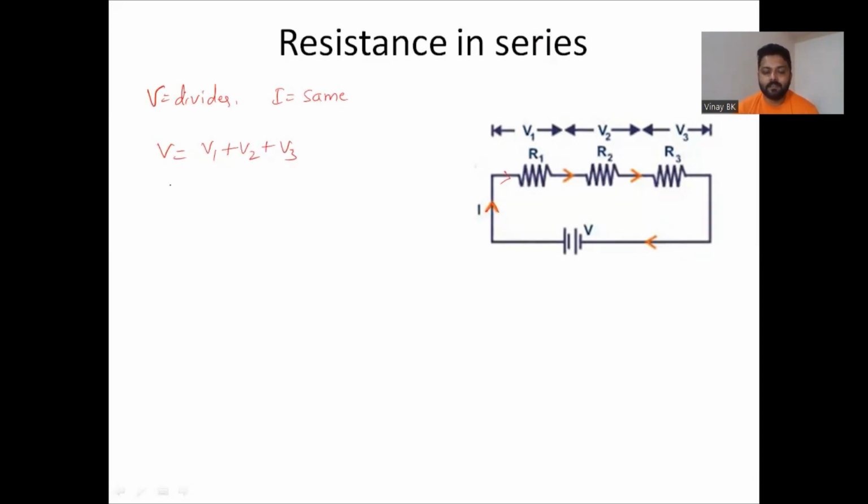So total voltage V is given by total current I into total resistance R, that is nothing but the equivalent value of resistance: I into R equivalent. Okay, total V equals I into R equivalent. Similarly, how will we write V1? V1 is given by the current flowing through R1 into R1. That is, the current flowing through R1 is I, so V1 is I into R1.